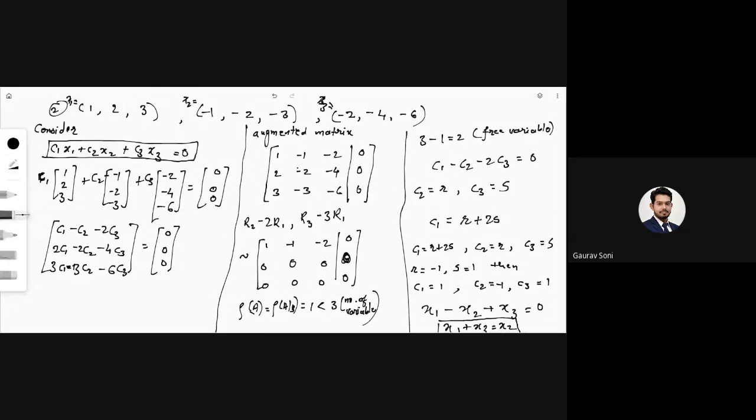One thing I forgot to write down, here you have to mention that vectors are dependent. Once you identify that there are infinitely many solutions, you have to declare that the vectors are dependent. And then we do this complete procedure and we come to this relation. Please read it carefully. Clear?